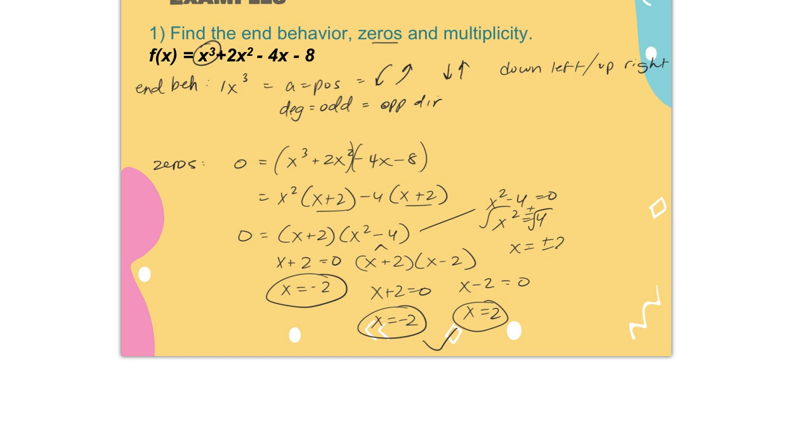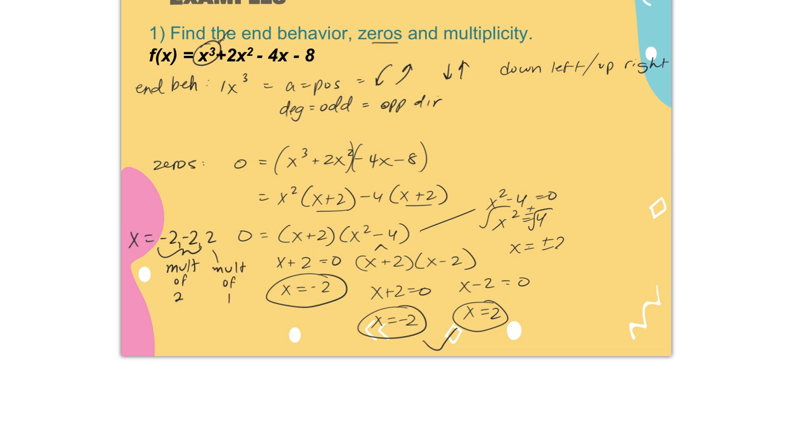But bottom line is we got 3 solutions for this problem, right? Which makes sense because it's an x to the 3rd power. We got -2, -2, and 2. So this has a multiplicity of 2 because it occurred twice, okay? This has a multiplicity of 1.